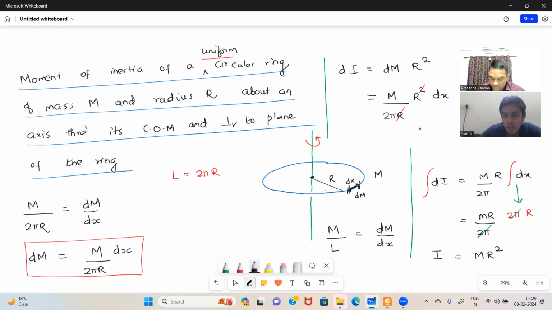In case of a rod, what was it? It was 1 by 12 m l squared, correct? So like that, for different shapes, you will have different values. So can you take it down and let me know if you have any doubts? No doubt, sir. No doubts? Just go through them for a minute and tell me if you're clear.